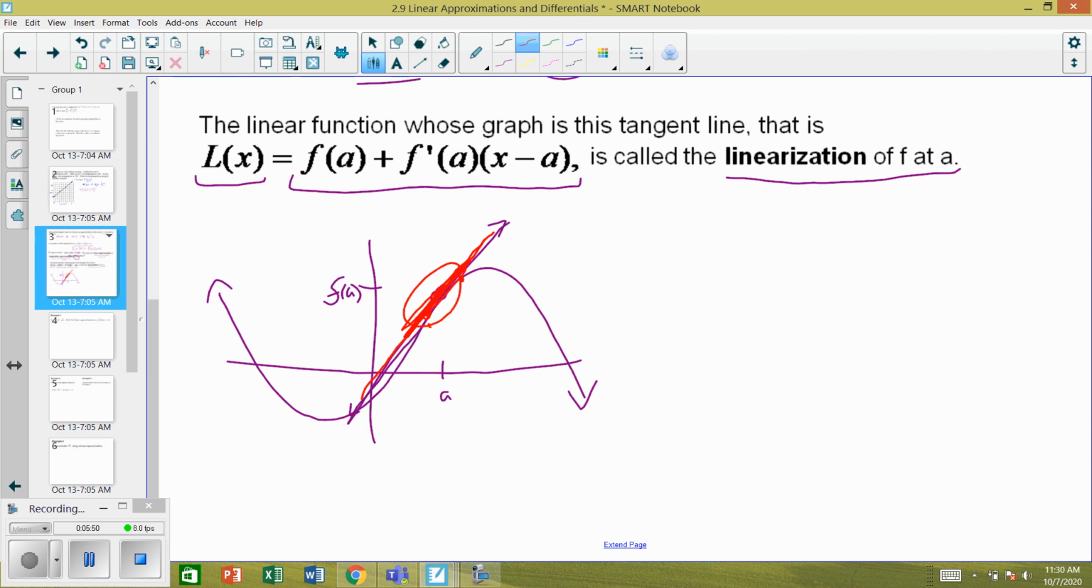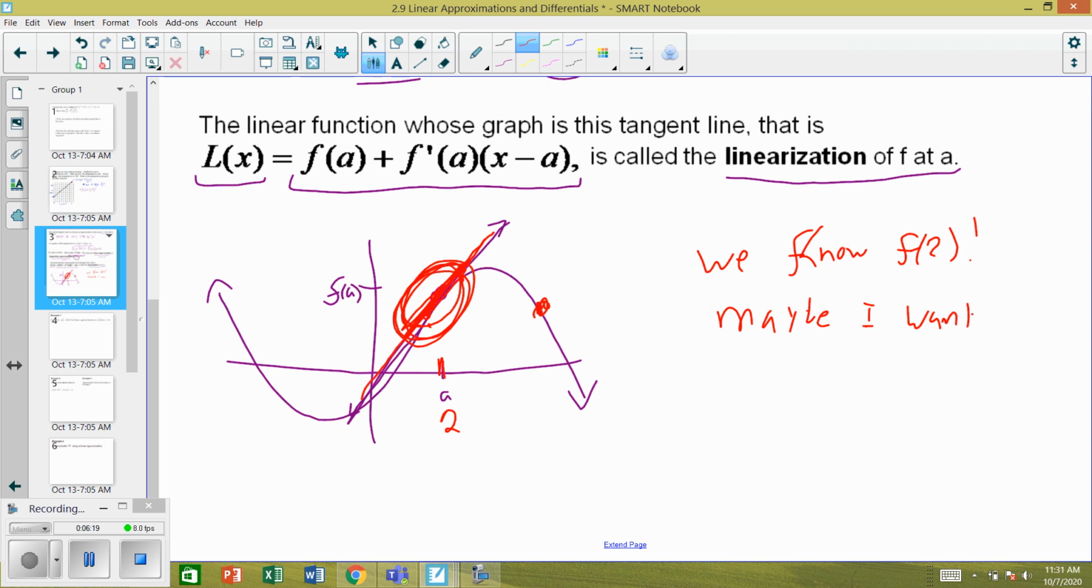I'm not going to use this tangent line to approximate this point over here because it's nowhere near it. But I can use the tangent line to approximate points around the tangent line. So for instance, let's say A is 2. Let's say we know f of 2. Okay? But let's say maybe I want f of 2.1.